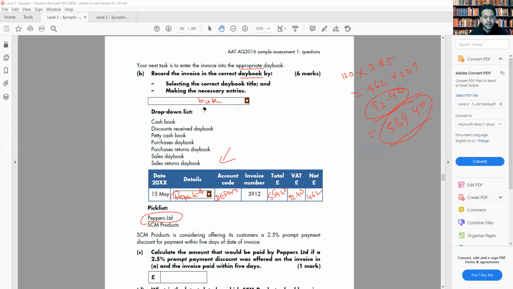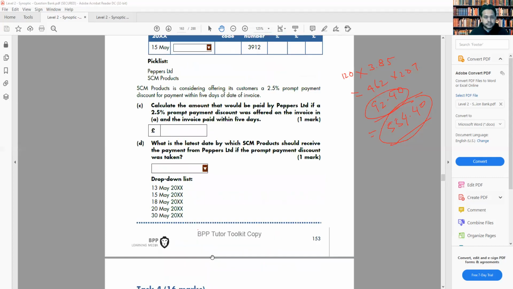The next one we have is the prompt discount. We also know what the prompt discount is. It's nothing new to us. So they are saying SCM Products is considering offering a customer a 2.5% prompt payment discount for payment within 5 days of the invoice. So if the customer can pay us within 5 days, we're going to give a prompt discount of 2.5%. Calculate the amount that would be paid by Peepers Limited if a 2.5% prompt discount was offered in the invoice, and the invoice is paid within 5 days.